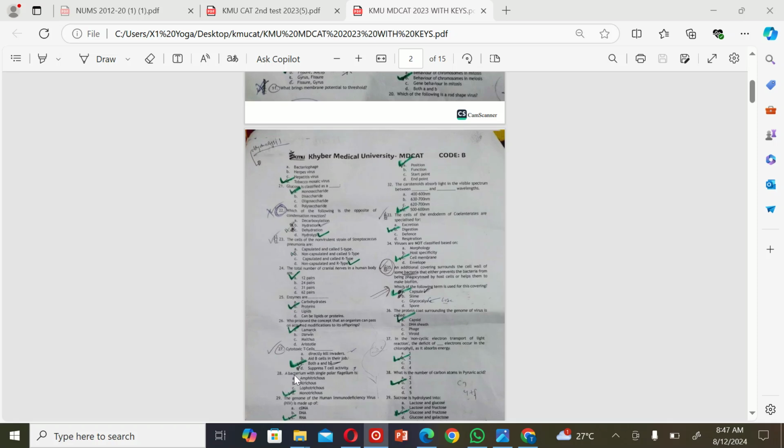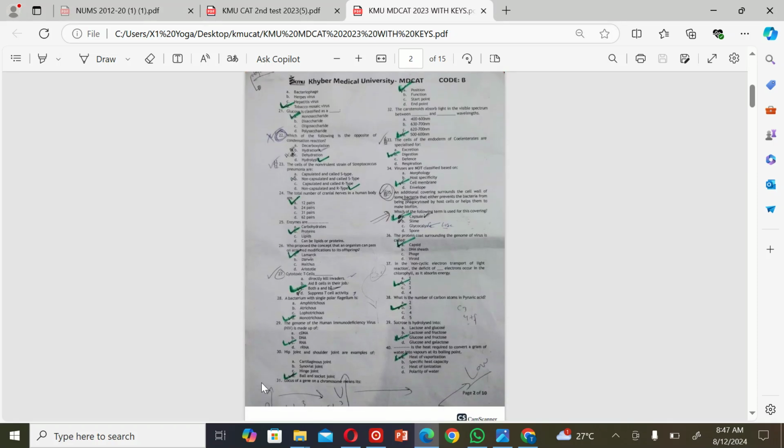The next MCQ is: a bacterium with a single polar flagellum is A. Amphitrichous, B. Atrichous, C. Lophotrichous, and D. Monotrichous. So the correct option is D, Monotrichous.